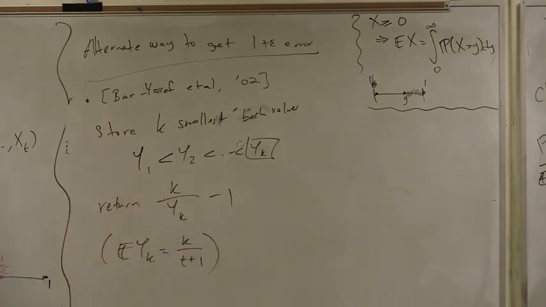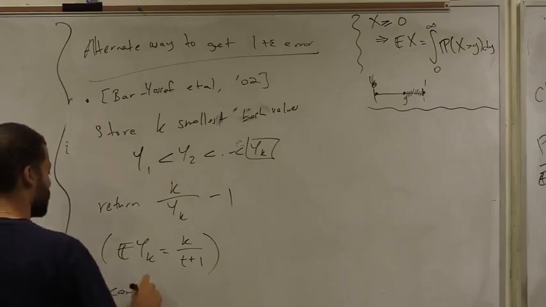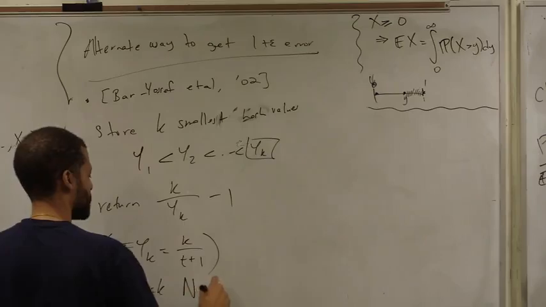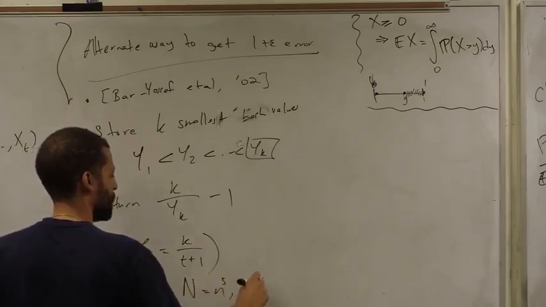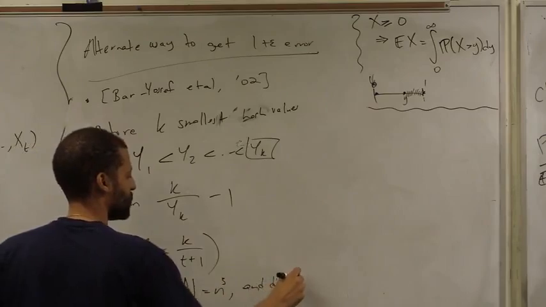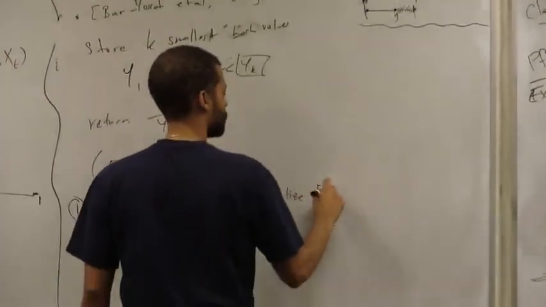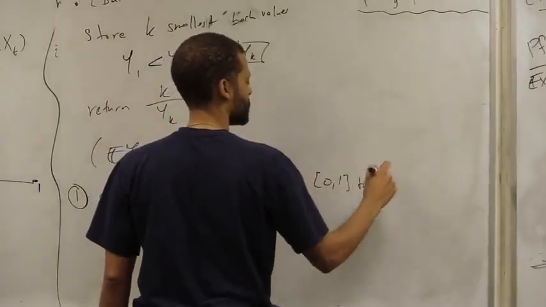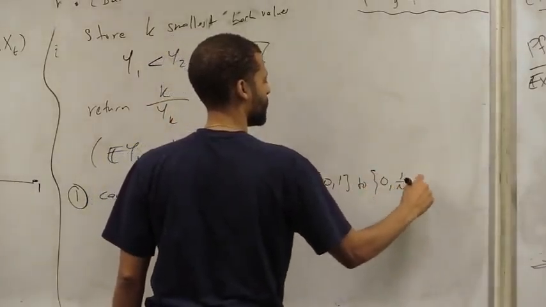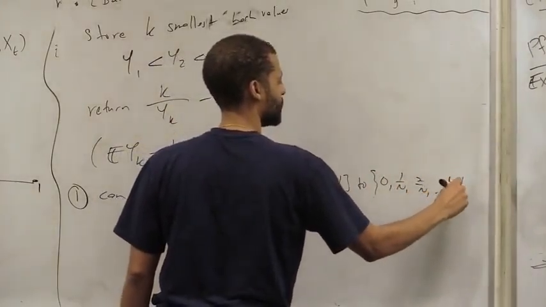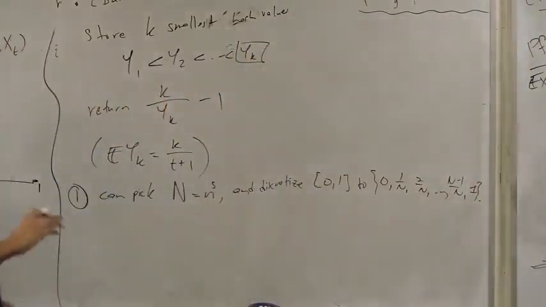And this, they showed, can be de-randomized, can basically be implemented in a non-idealized way. First of all, you can pick capital N to be, let's say, little n cubed, and discretize the continuous interval 0, 1 to being multiples of 1 over n. So 0, 1 over n, 2 over n, up to n minus 1 over n, and then 1. Okay, so now we don't have to deal with continuous numbers. We just have to deal with integers.